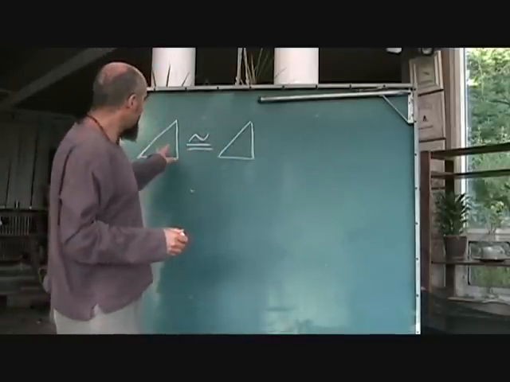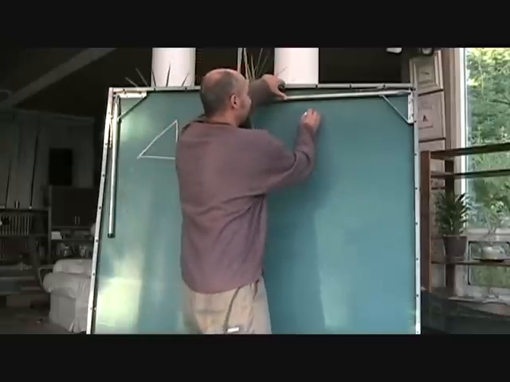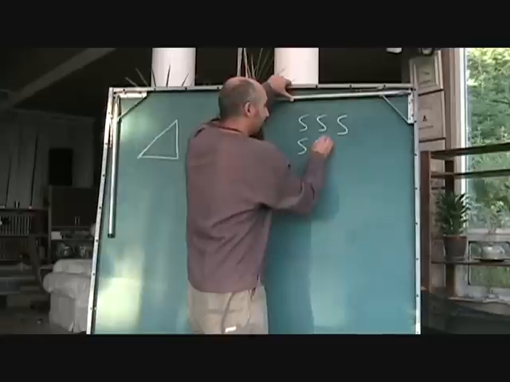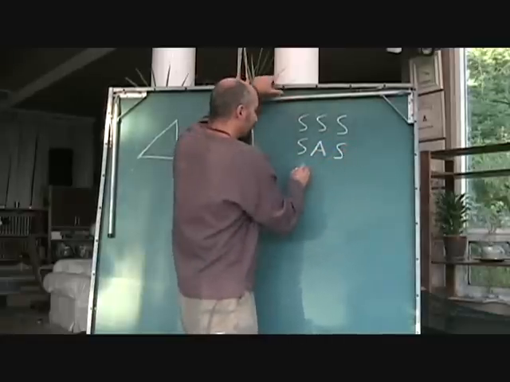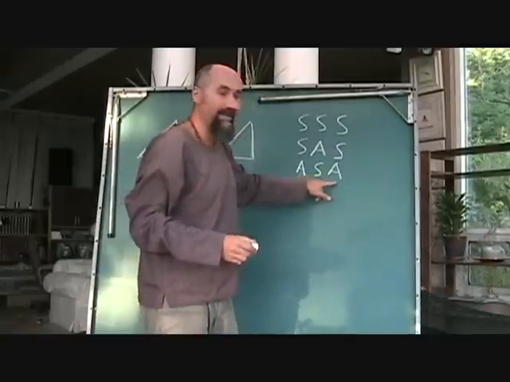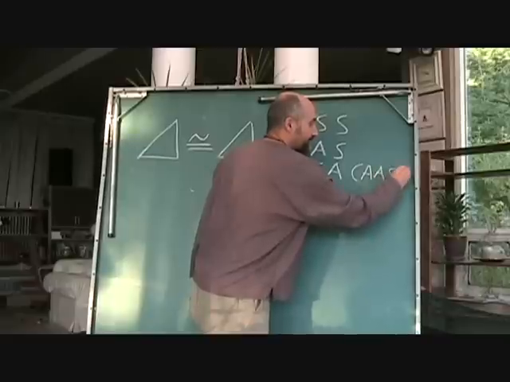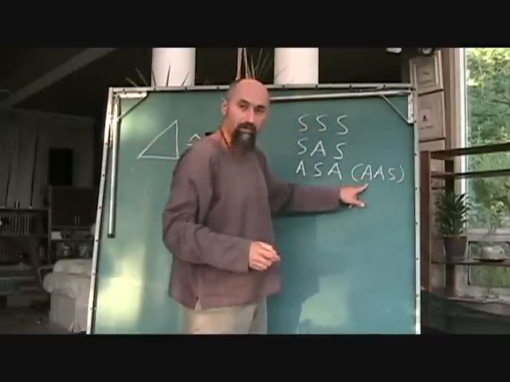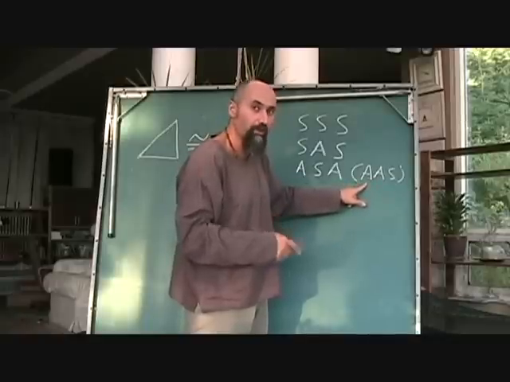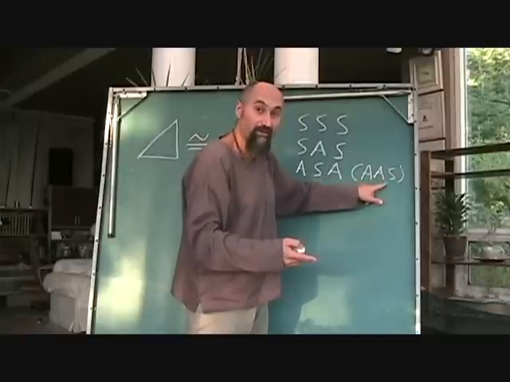Now, the only way for you to know if two triangles are identical is if they have the same three sides, which is called side, side, side, or if they have side, angle, side, or angle, side, angle. Keep in mind, angle, side, angle also occurs when you have angle, angle, side. We'll talk about this, but you should remember it, because if you're given two angles in any triangle, you know the third angle. So this isn't just angle, angle, side, it's actually angle, side, angle.